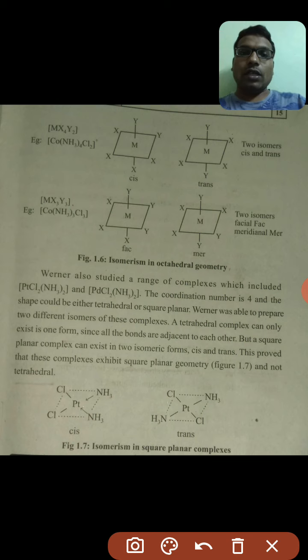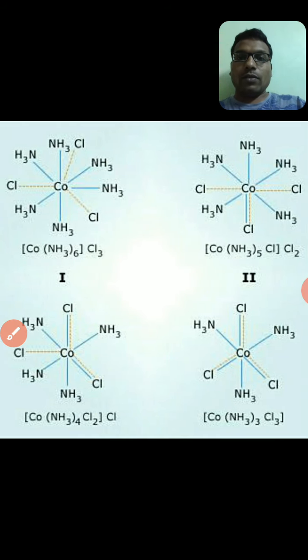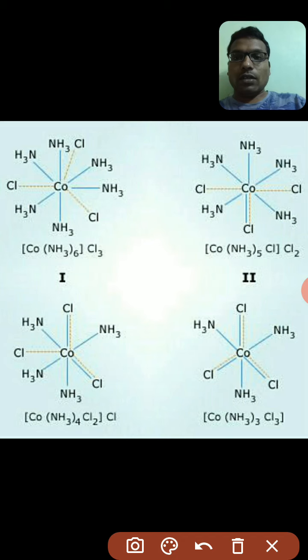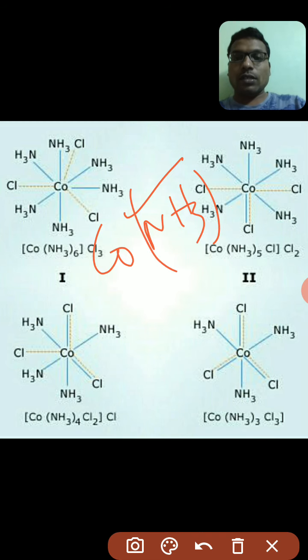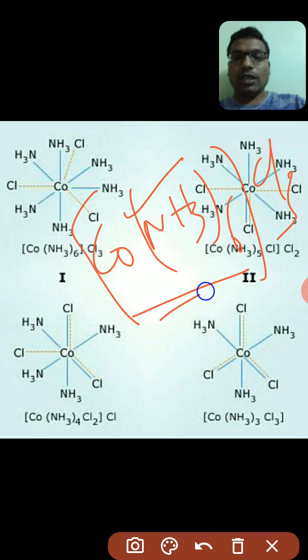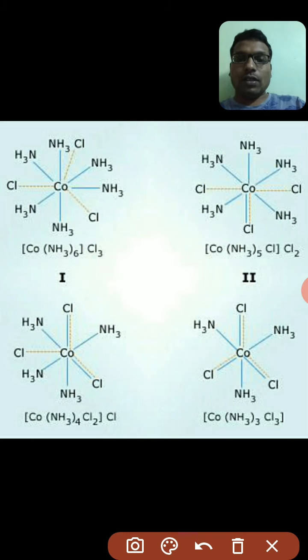So this is regarding Werner's theory. I hope all of you understand. This is a representation; the first one you can see is [Co(NH3)6]Cl3. This is the diagram for the first one. Next, this is the second one, this is the third one, and this is the fourth one.